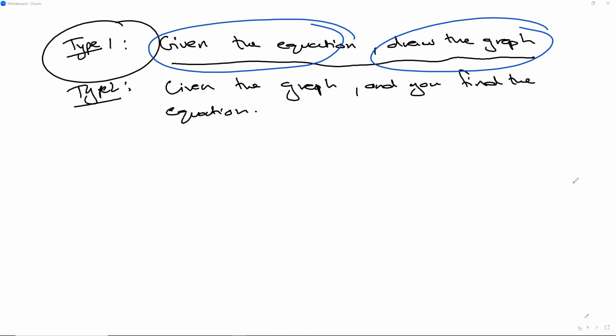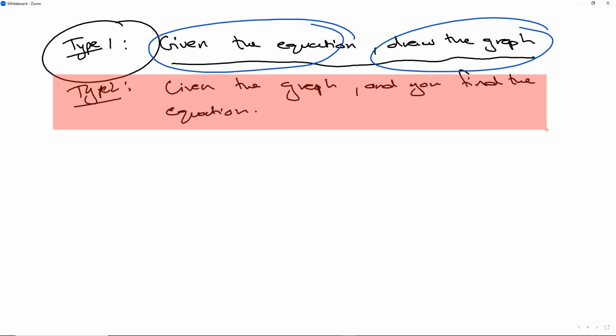All right, now what we're going to look at is the next part. You're given the graph and you've got to find the equation. Let's look at several graphs. We're going to try and find all the different equations that we can.